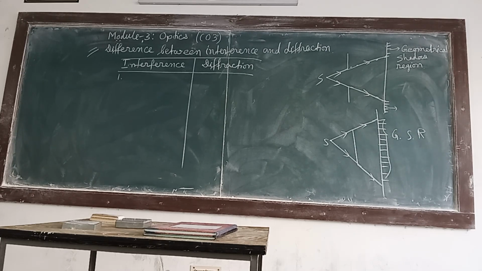In diffraction, number 1, the superposition of light waves is due to secondary wavelets originating from different parts of the same wave front.